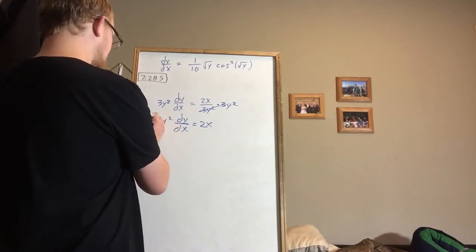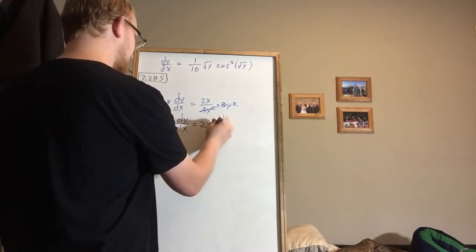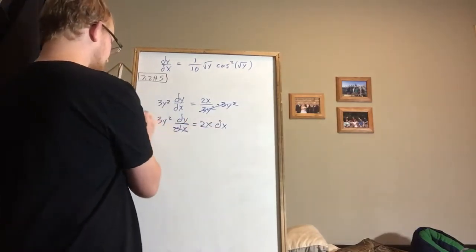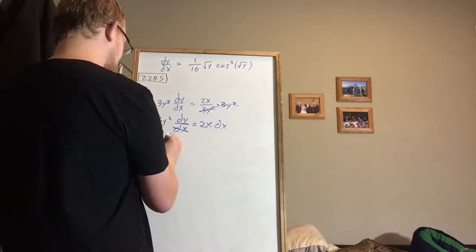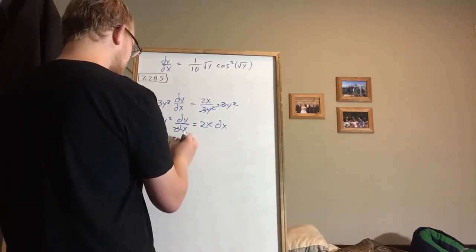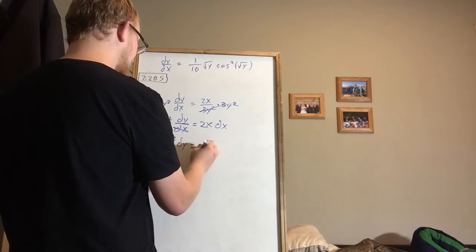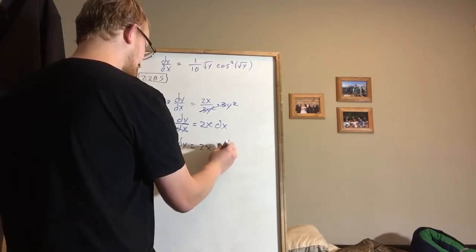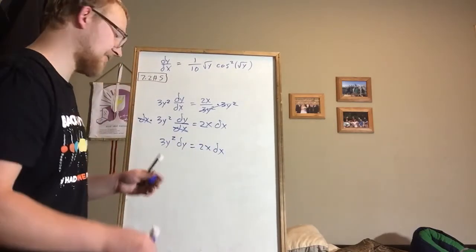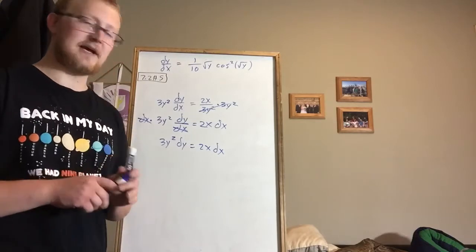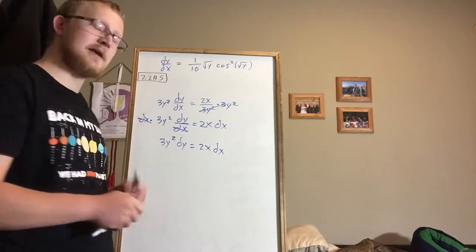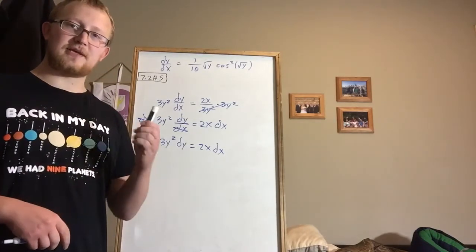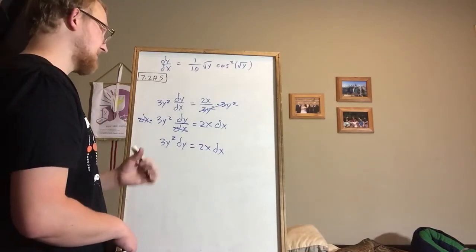So we can multiply both sides by dx. And the dx is canceling. What you're left with is 3y squared dy equals 2x dx. And so you've noticed that we've gotten all of our y's on the dy side and all of our x's on the dx side. And that's what a separable differential equation means.